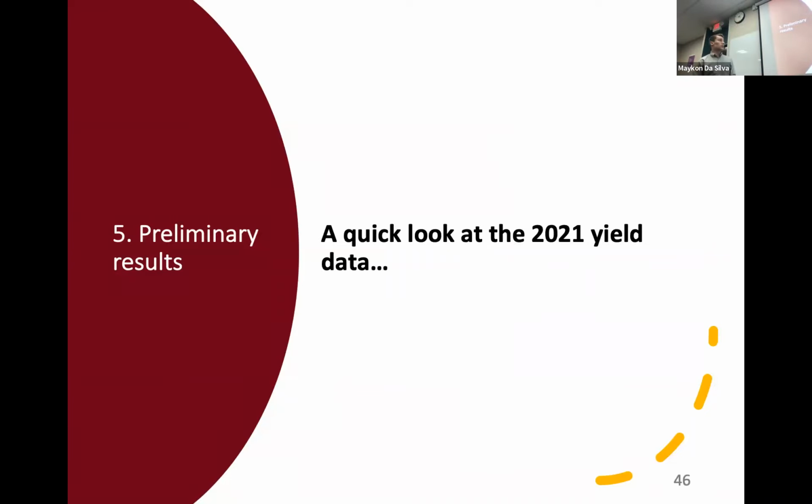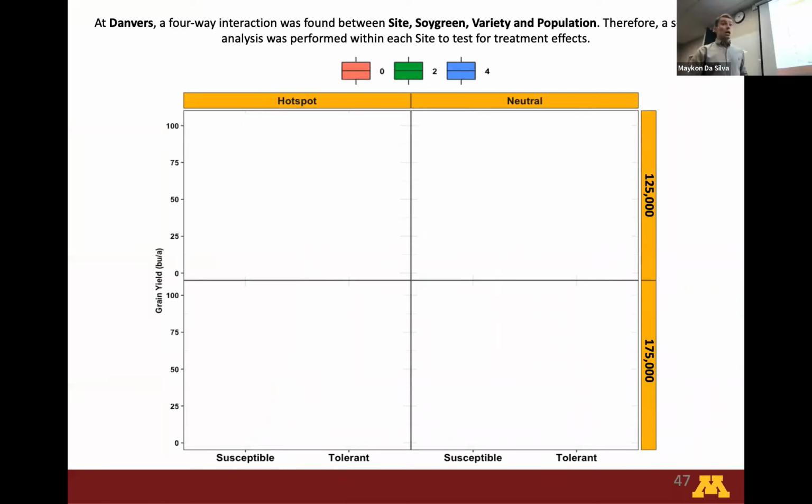So, preliminary results. Let's take a quick look at the 2021 yield data. I won't show data for all of our 3 locations because we don't have enough time, but I'll be showing data for Dennison and a little bit for Graceville, Minnesota, and I will explain why. At Dennison, a 4-way interaction was found between site, soybean variety, and population or seeding rate. Therefore, a separate analysis was performed within each site to test for treatment effects.